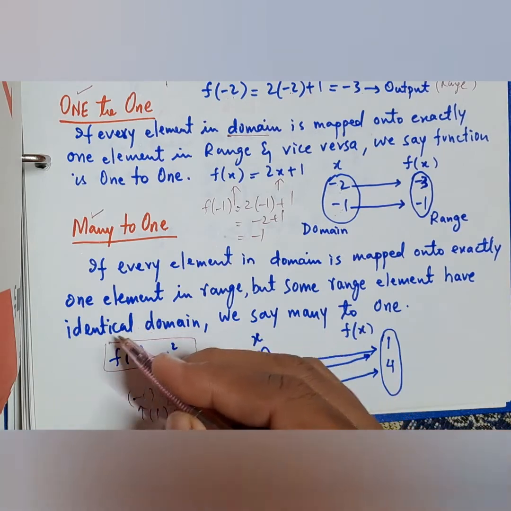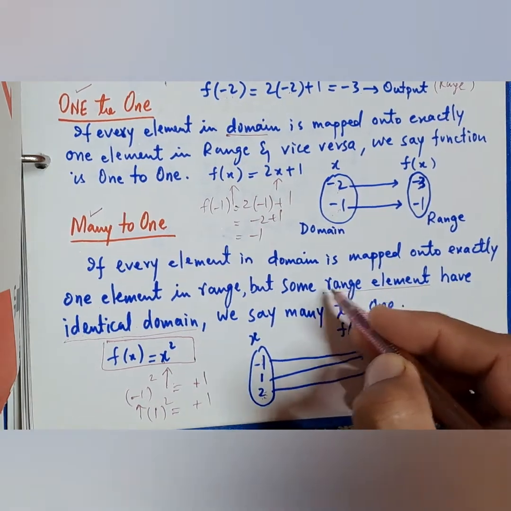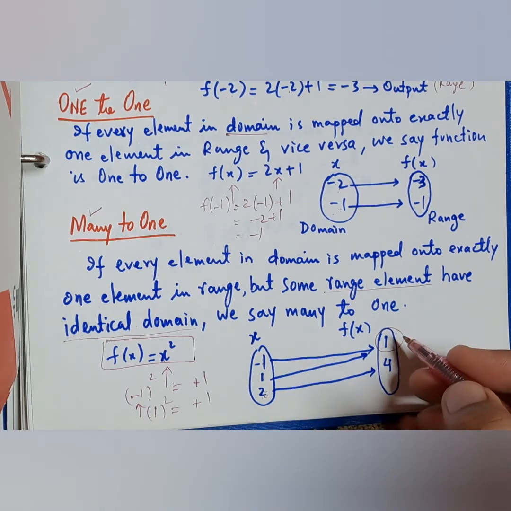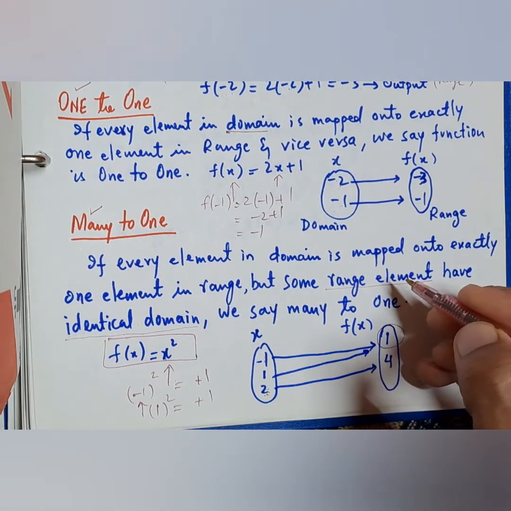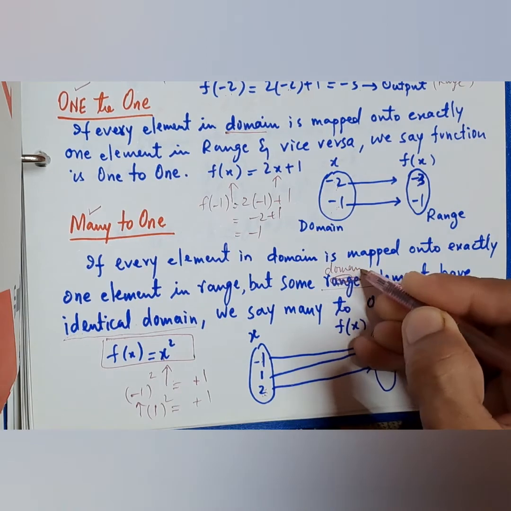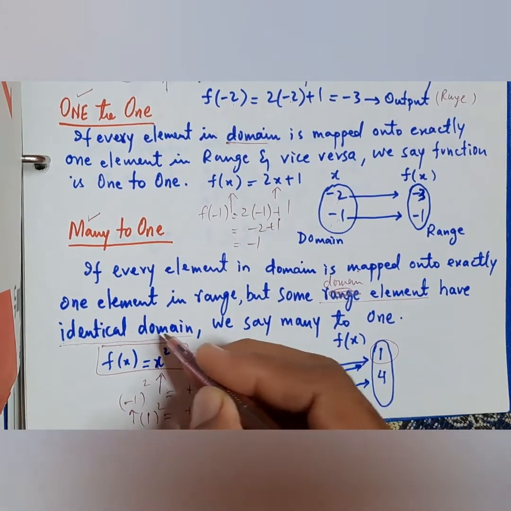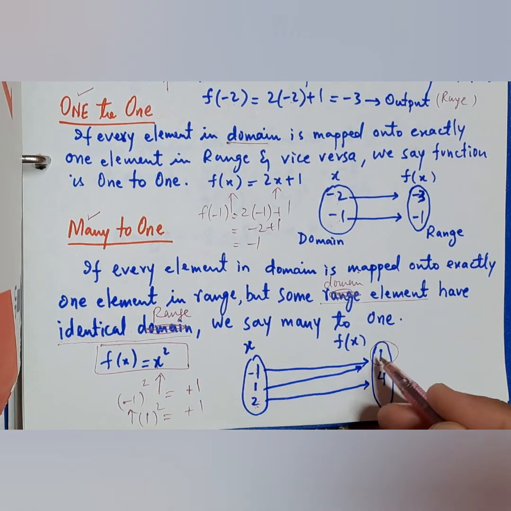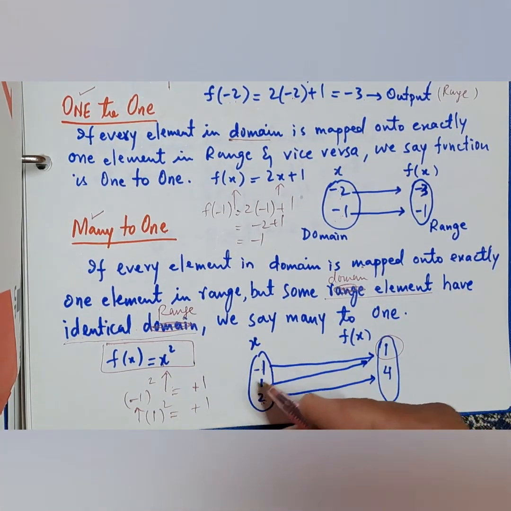Just note down this point: for some domain elements you have identical range. It means for some input values you have the identical range. For -1 and +1, both input values, you have +1.